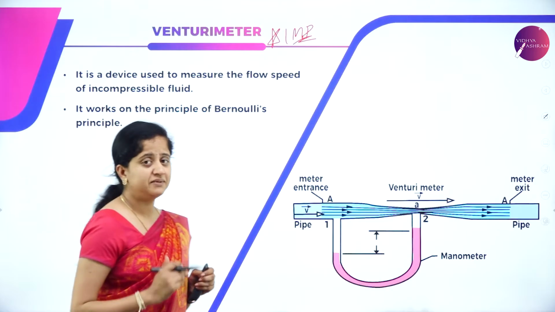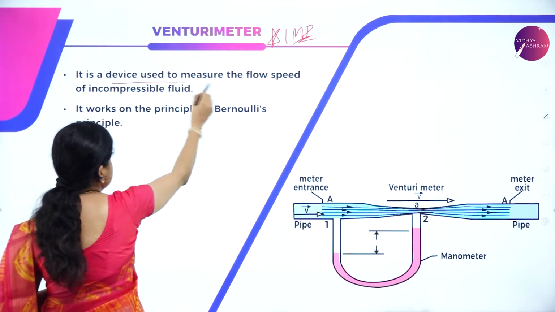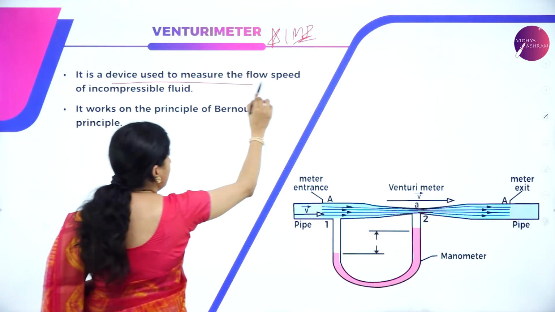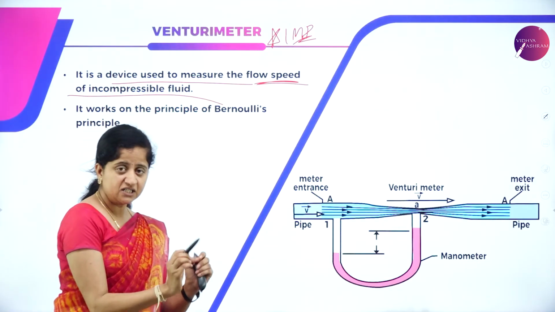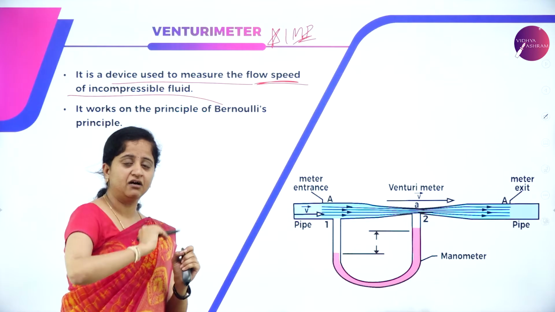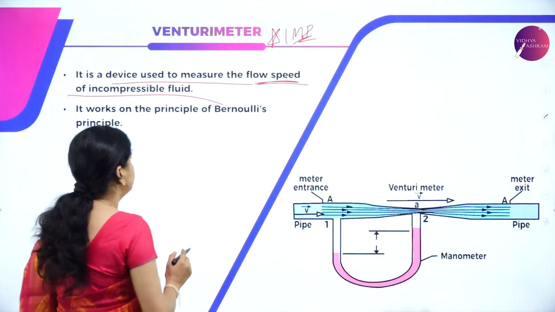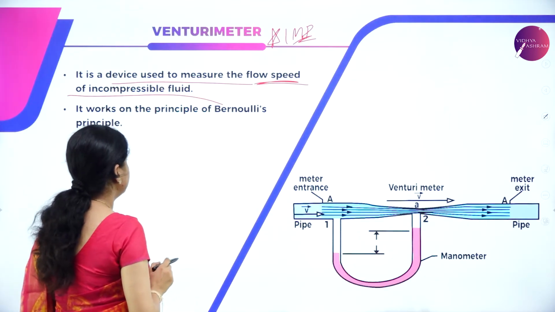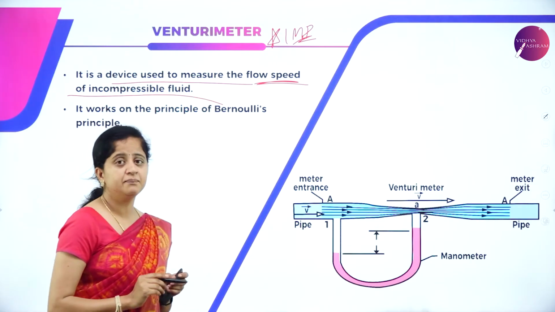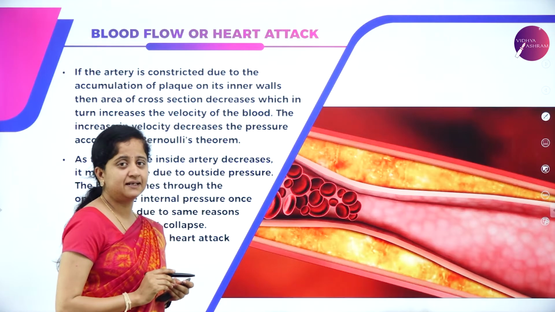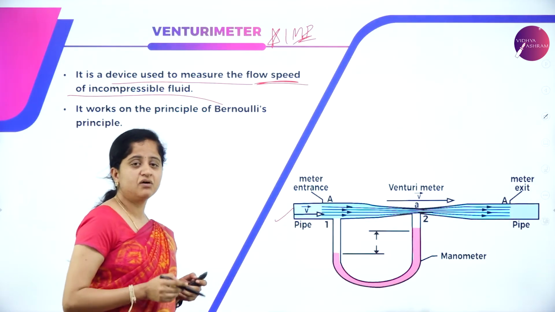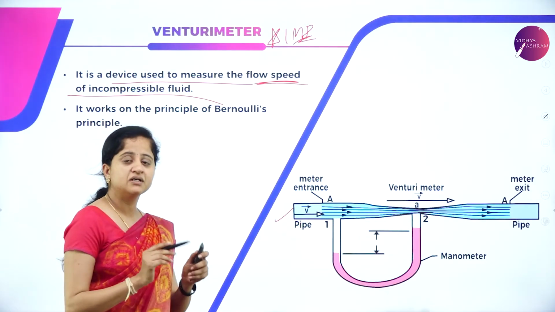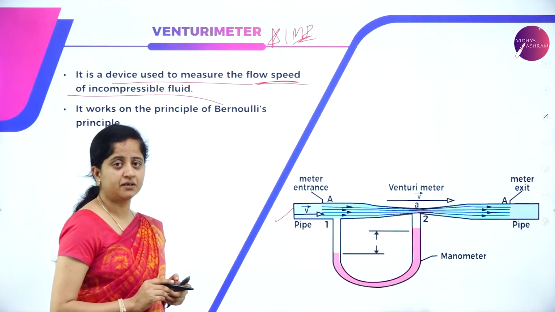Now, what is a Venturi meter then? It is nothing but a device which is used to measure the flow speed of an incompressible fluid. The device used to measure the flow speed of an incompressible fluid is called a Venturi meter, and it works on the principle of Bernoulli's theorem. Generally this is how it looks. This is a typical diagram of a Venturi meter.